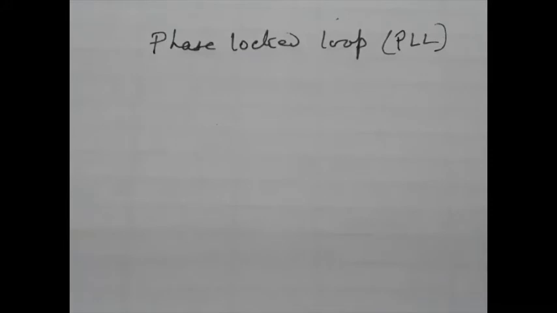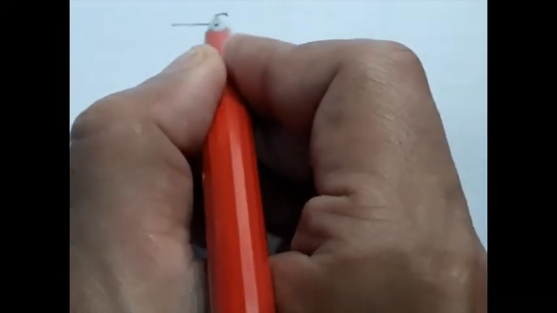Instead of going to the detailed analysis of PLL, we will try to understand this PLL with minimum effort. That means with the help of some arguments and considering the easiest possible block diagram of PLL, we will try to understand this PLL. The basic block diagram of PLL is like this.